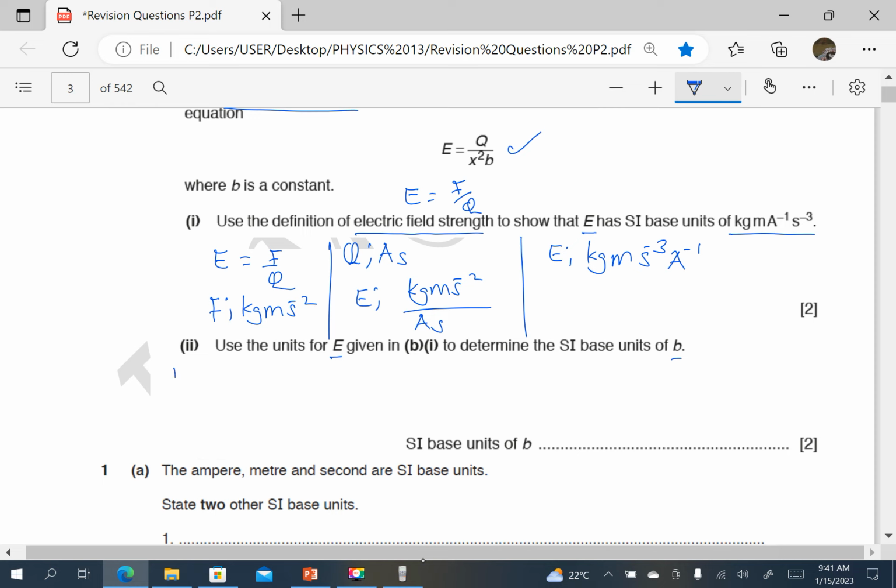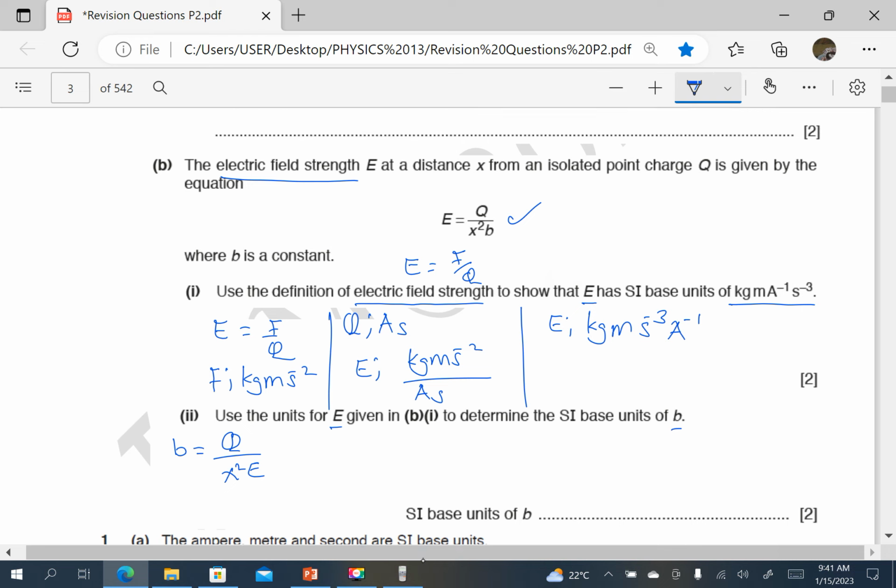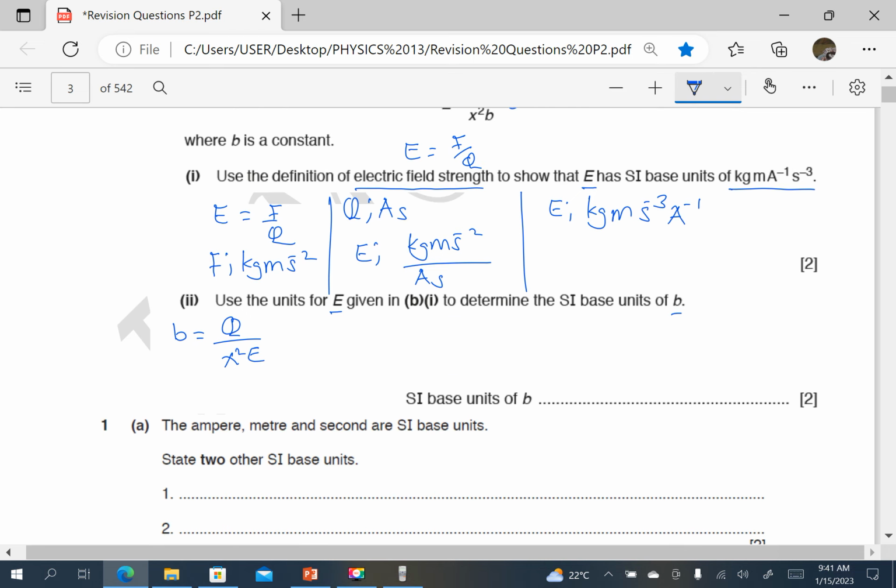From that expression, you'll notice that B, making it the subject, will be Q divided by x squared times E. I've made B the subject. So Q is ampere seconds. X is a distance, so the base unit of X will be meters, the rest we have them. Therefore the units of B will be ampere seconds for charge, divided by meters squared times E, which is kilogram meters per second cubed per ampere.